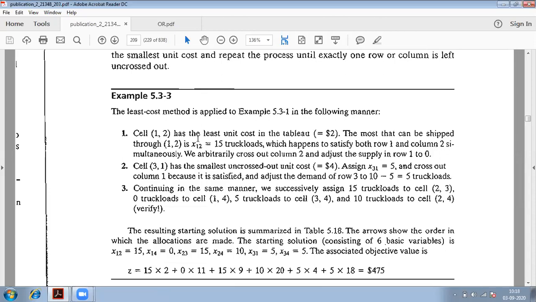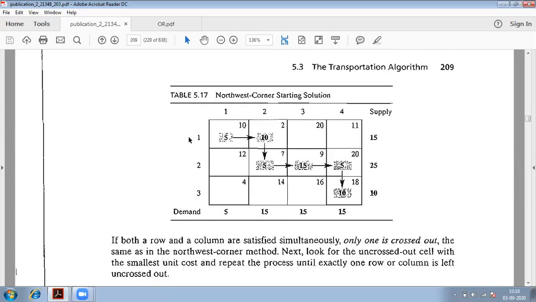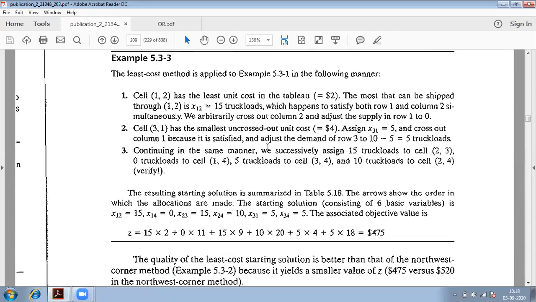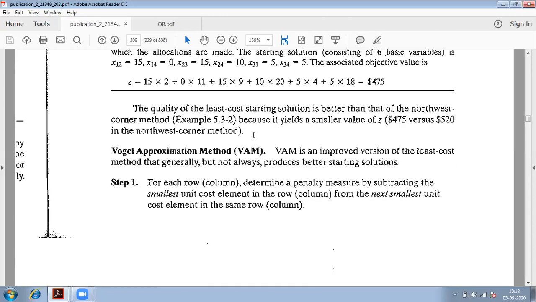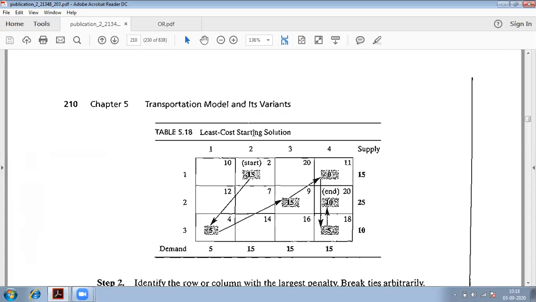So here cell 1, 2 has the least unit cost in the tableau. Cell 1, 2 means this is first row, second column. 1, 2 has least cost. So the most that can be shipped through 1, 2 is 15 truckloads. So you allocate 15 immediately. You allocate 15 maximum to that.